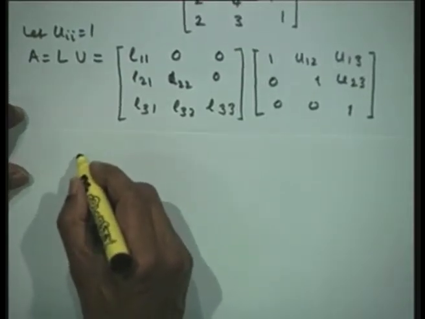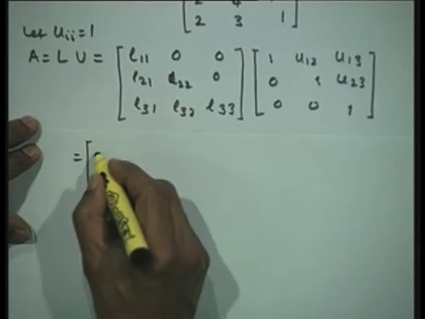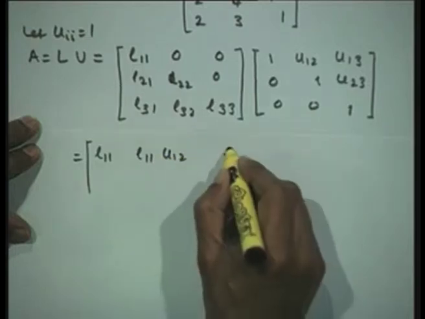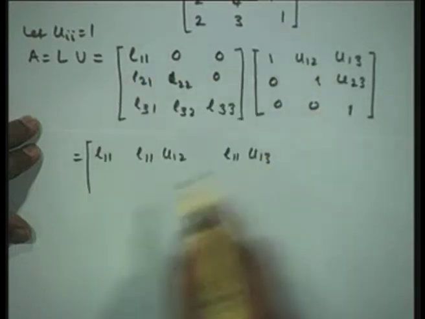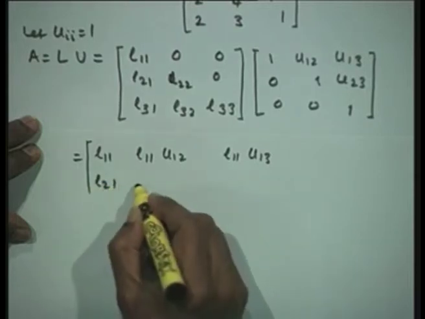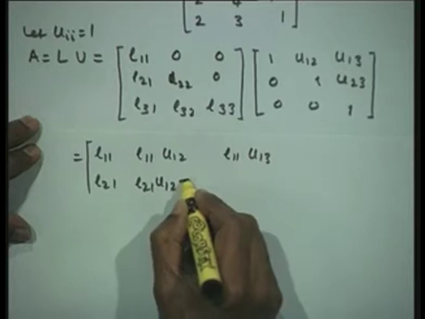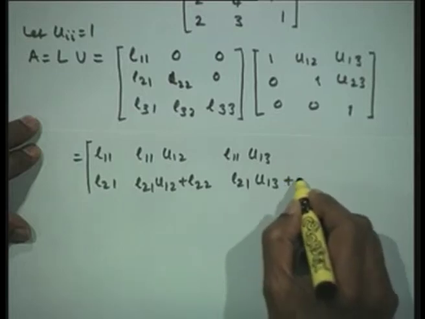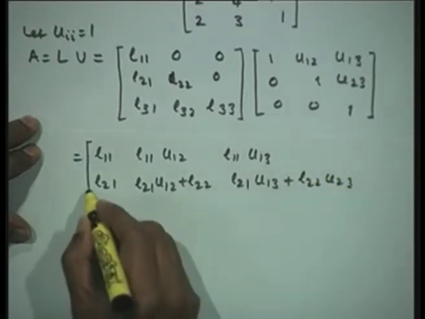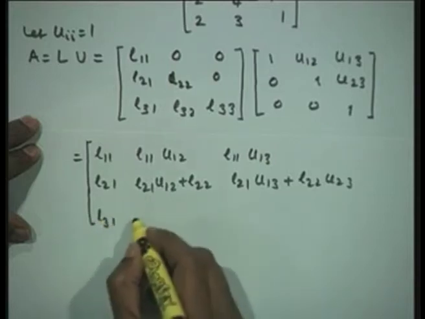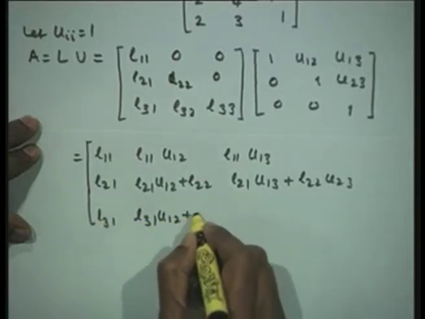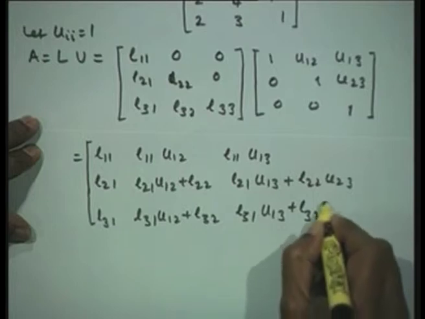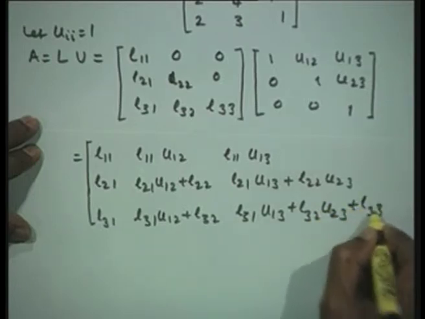Now, let us just multiply it out and write it here itself. So, let us write it out. This is L11 into L11, L11 U12, L11 U13, that is the first row. L21, L21 U12 plus L22, L21 U13 plus L22 U23, then L31, L31 U12 plus L32, L31 U13, L32 U23 plus L33.